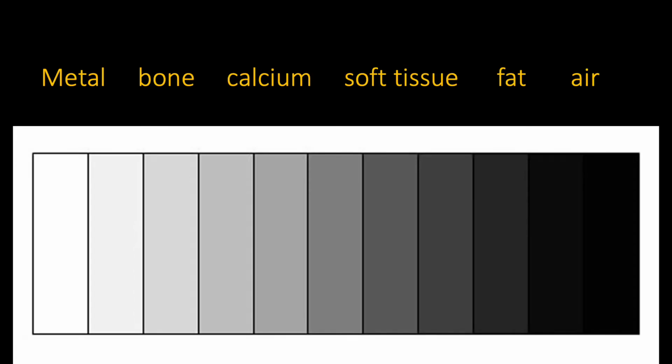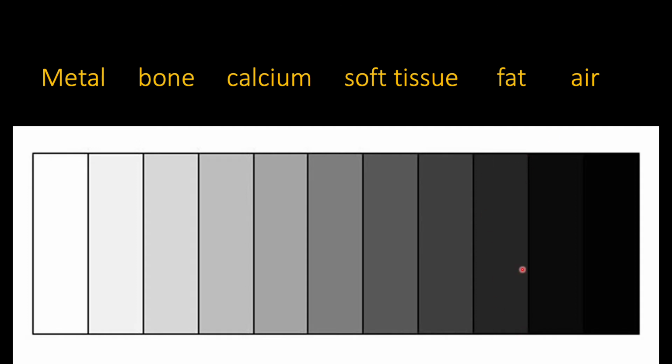So if you look at the X-ray density spectrum, you can see that you have anything that's very lucent or dark or black on one side of the spectrum, and the other side of the spectrum is anything that's very dense or white. And I've written up here all the different tissues that correspond to these densities. So anything that's very dark or black is going to contain air, and you can see that in the lungs, for example, or in a loop of bowel.